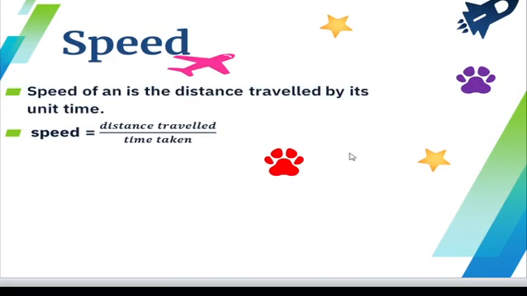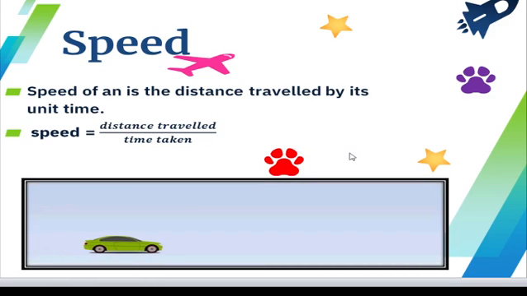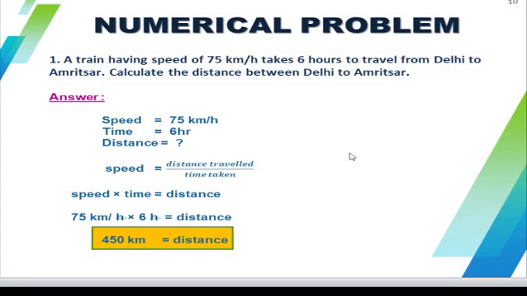Speed, we already know that from previous lessons. The speed formula: speed is equal to distance traveled by time taken. Numerical problem: a train having a speed of 75 km per hour takes 6 hours to travel from Delhi to Ahmedabad. Calculate the distance between these two places.